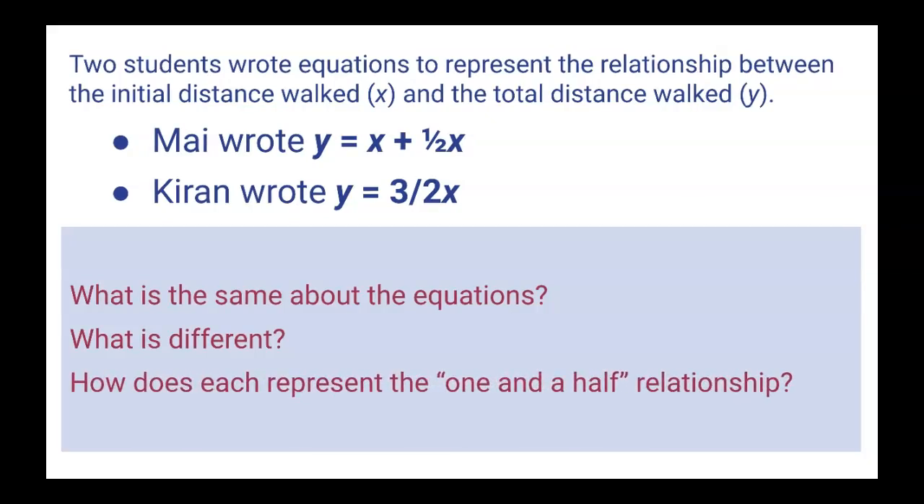And can you notice how the 1.5 shows up? How does it represent it? Well, in Mai's, the x is the one whole and the half x is the half of x. In Kieran's, he combines them and puts 1.5 as 3/2 and multiplies that by x.